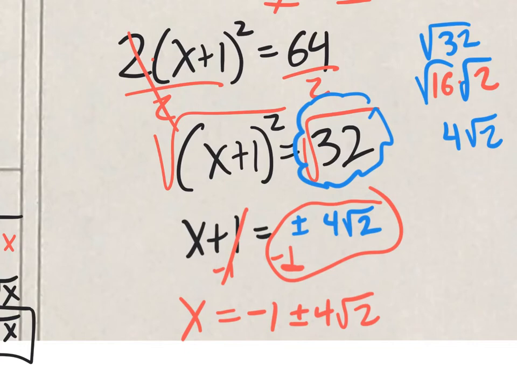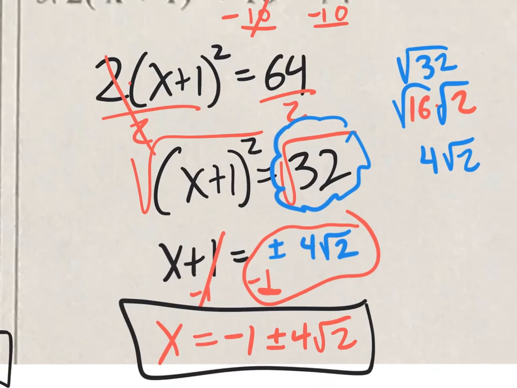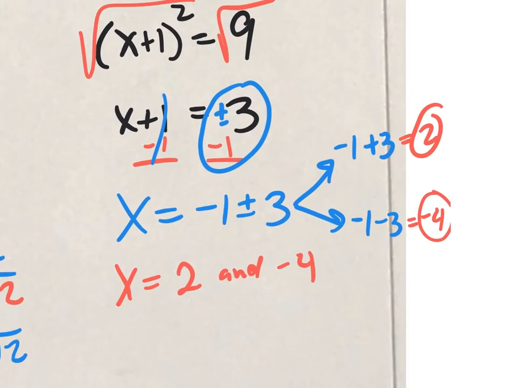Now at this point, I am not going to go any further. Why? Because I can't really add a negative 1 to a radical, and I can't go minus 1 minus a radical either. The only way you could add is if you actually had 2 radicals, or if you actually had 2 numbers. So right here, you leave it, that's your answer. Up here, we actually went through and did the plus and the minus because we had 2 numbers. We could actually do negative 1 plus 3 and negative 1 minus 3. That's why we got 2 separate answers.